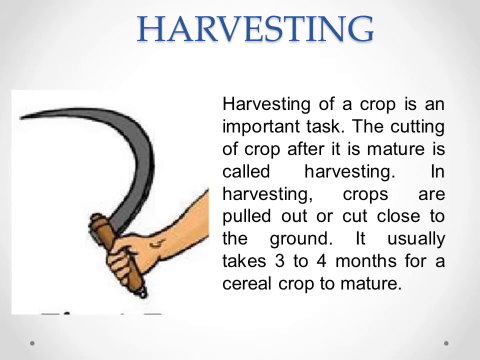The major step or practice involved in crop production is the harvesting process. Harvesting of a crop is a very important task. The cutting of the crop after it is mature is called harvesting. The crops are pulled out or cut close to the ground. It usually takes 3 to 4 months for a cereal crop to grow and to be mature.